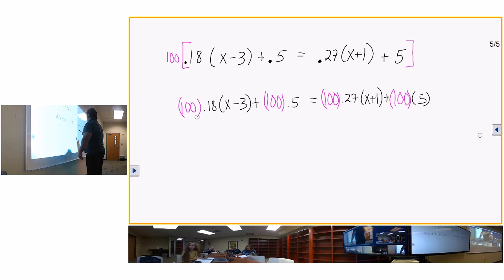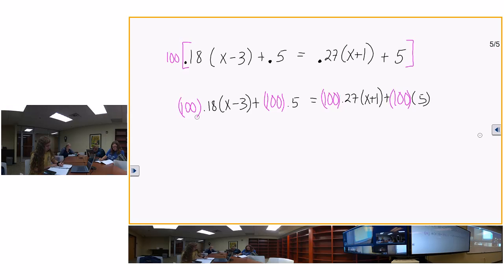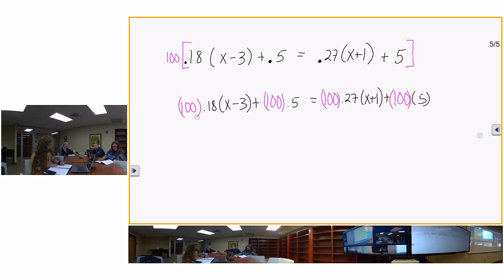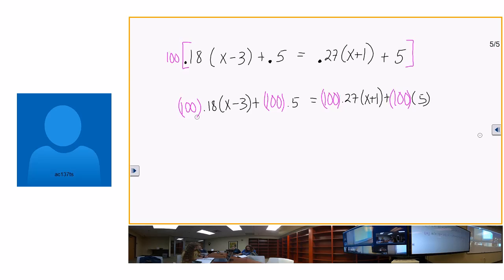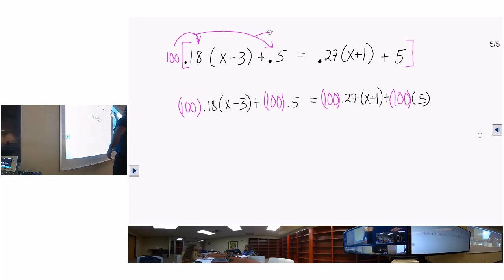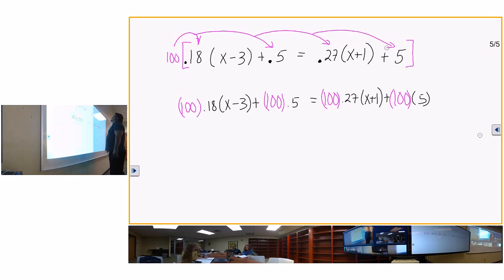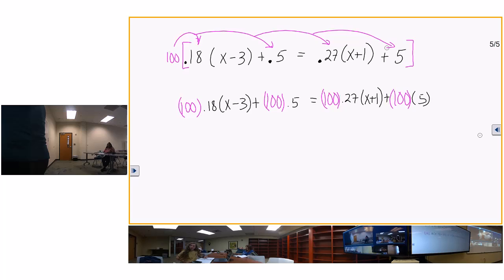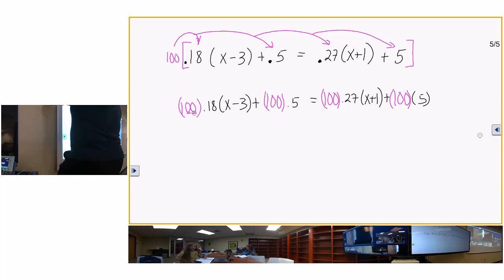Now I'm confused. Why are you confused? Do you understand why I got four 100s there? Yes, because I distributed here, here, here, and there. I can't touch what's in the parentheses because I hadn't used the distributive law. Now, whenever you multiply by 100, how many zeros do I have? 2, so that means I have to move the decimal to the right 2 places.